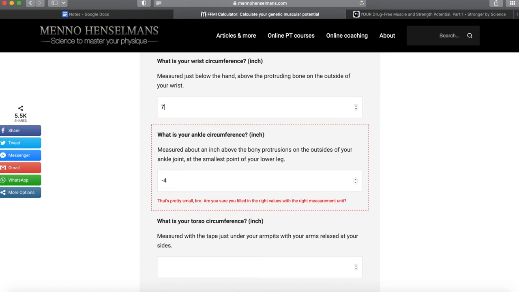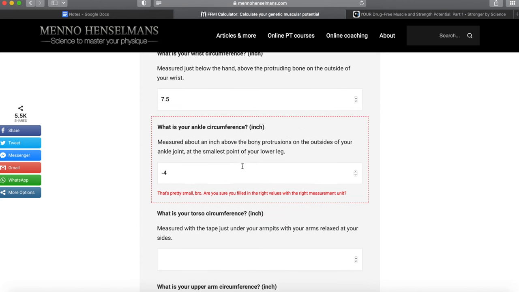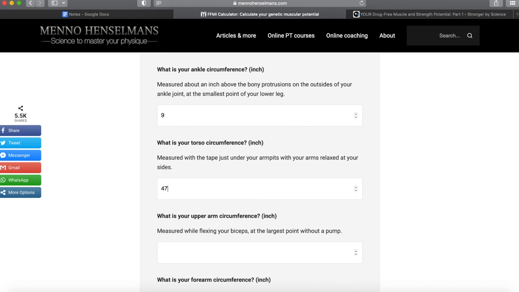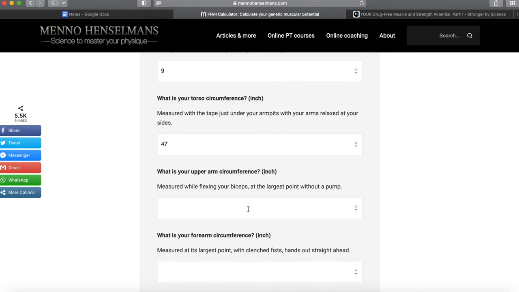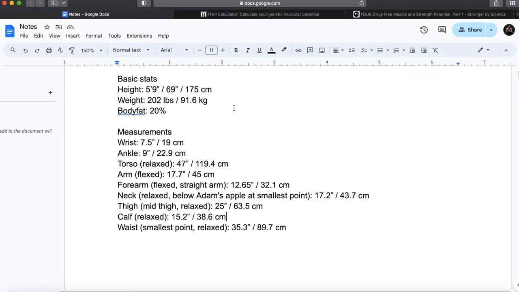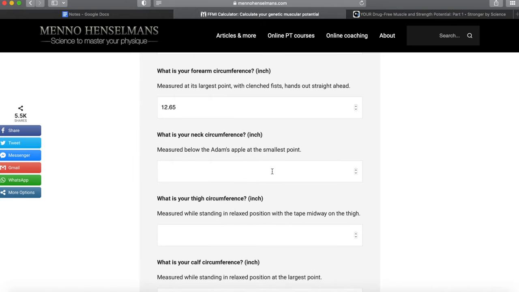Why is it going negative? I don't know why this is going negative. What is going on? Torso was 47. Upper arms were 17.7. Forearms were 12.65, was it? Yep, good memory. Proud of that one.